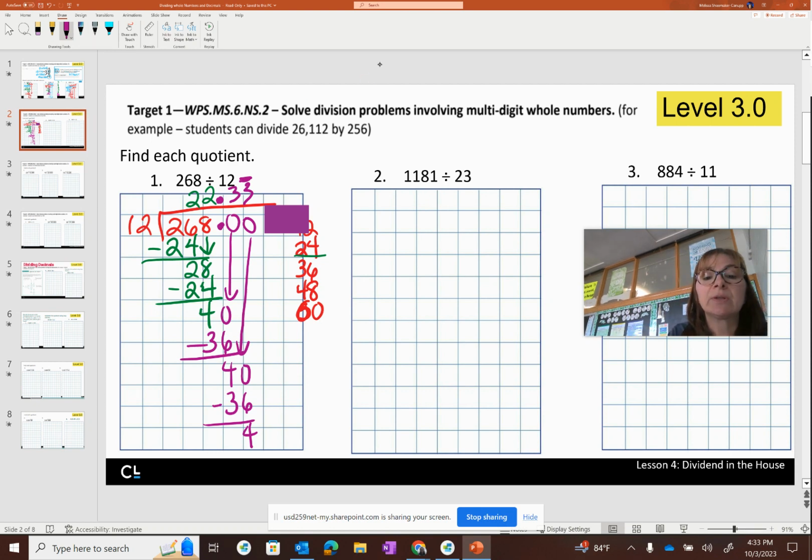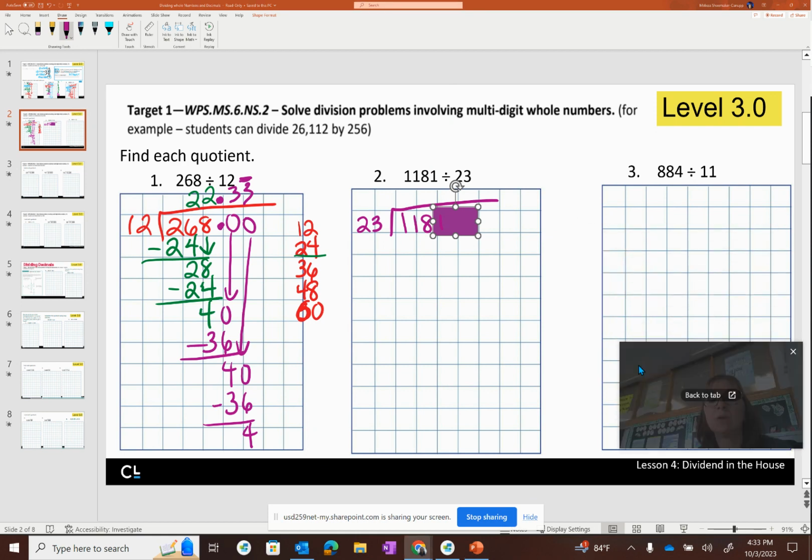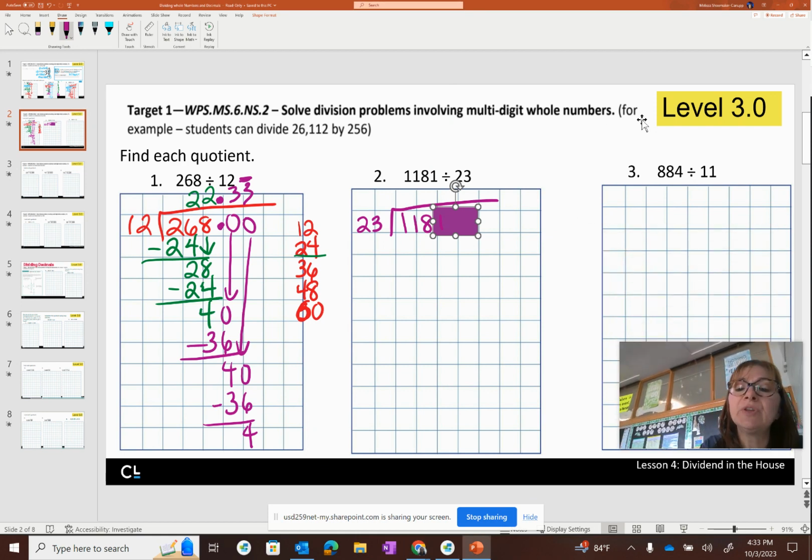Let's try the next one. 23 into 1181. Here goes my sticky. Can I make any groups of 23 with 1? Nope. Can I make any groups of 23 with 11? Nope. So we have to go right into 118. So this is where it's going to be helpful to make a list of 23s.